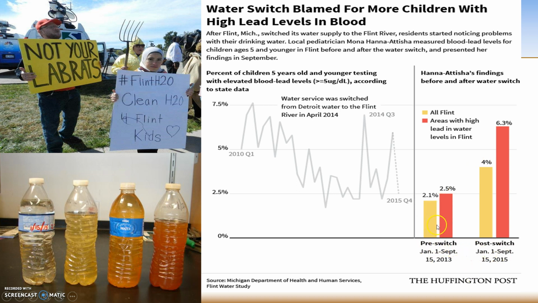All of Flint and areas with high lead in their water levels in Flint prior to the switch had about 2.5 to 2.1% lead in their blood, and then after the switch there's a definitive increase of 4 to 6.3%. There were times at which the lead levels in people's homes exceeded the safe drinking water standard, and this went on for quite some time until the community was able to get the local government as well as the state government to take it seriously and to address the problem at hand.